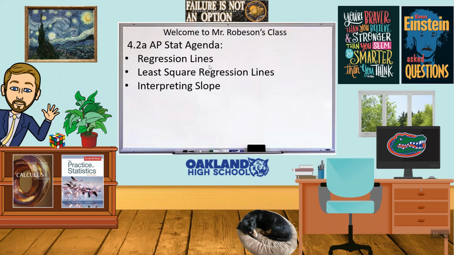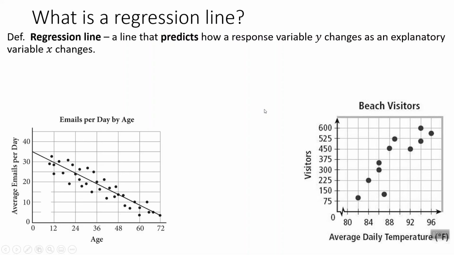This is Mr. Robeson. Today we are looking at regression lines, particularly least squares regression lines, and then we'll talk about how to interpret the slope of a regression line. All right, so what is a regression line? It's a line that predicts how a response variable y changes as an explanatory variable x changes. It's the line that fits the graph, basically. So it's the line that tells us what's going on with the points in the graph.